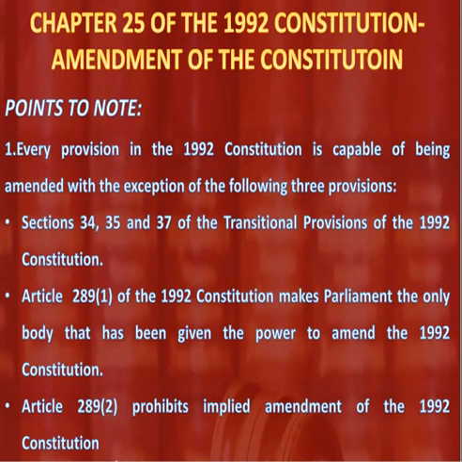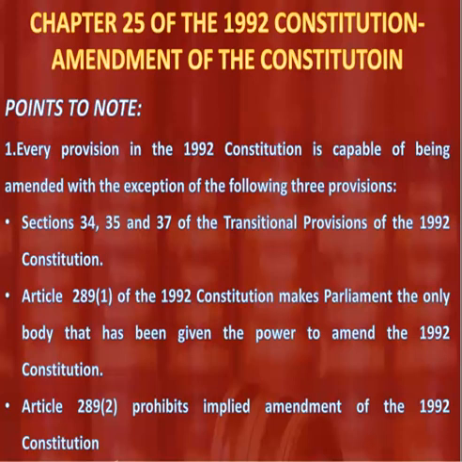And this is what it says, and I quote, "Notwithstanding anything in Chapter 25 of this Constitution, Parliament shall have no power to amend this section or sections 34 and 35 of this schedule," and the quote ends. I'm repeating it. Notwithstanding anything in Chapter 25 of this Constitution, Parliament shall have no power to amend this section or sections 34 and 35 of this schedule. And the quote ends.